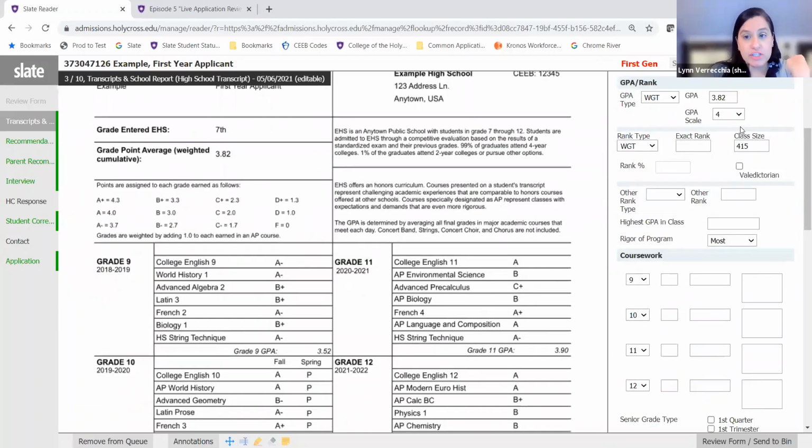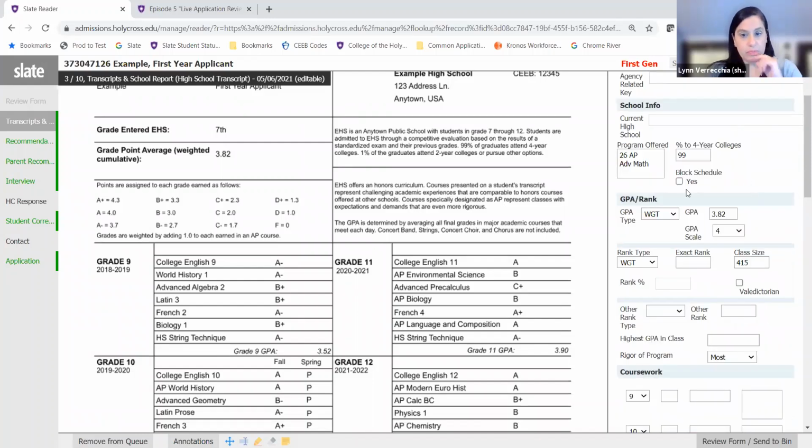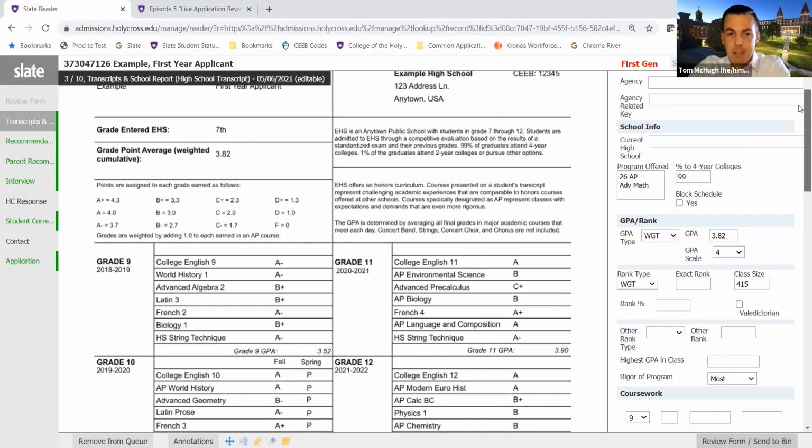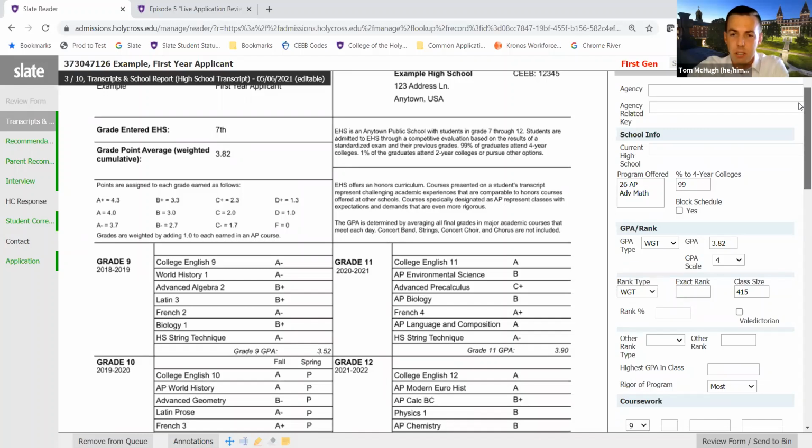Do you want to just mention sort of on the right side here what this would be? Definitely. So that's called our reader sheet. That's how we refer to it, at least. So this is not the way that it's always been. I know in years past, counselors were actually writing down the information, but this is where we're taking notes as we're reading a student's application.